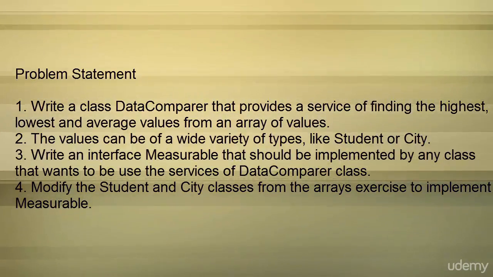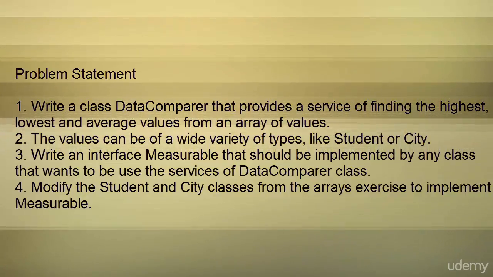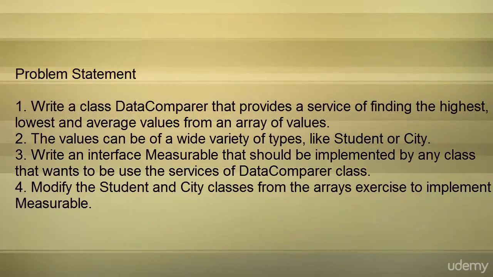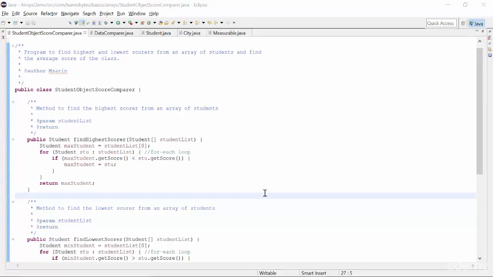Write an interface Measurable that should be implemented by any class that wants to use the services of the DataComparer class. Modify the Student and City classes from the arrays exercise to implement Measurable. Let us first revisit the StudentObjectScoreComparer class that we implemented in the arrays exercise. The findHighestScorer method accepts an array of Student objects and then finds out the student who has the highest score by comparing all the student scores.